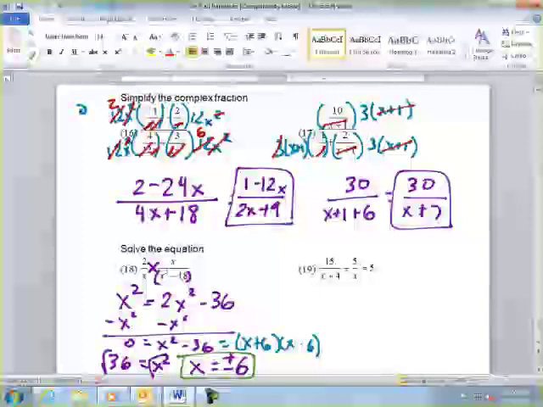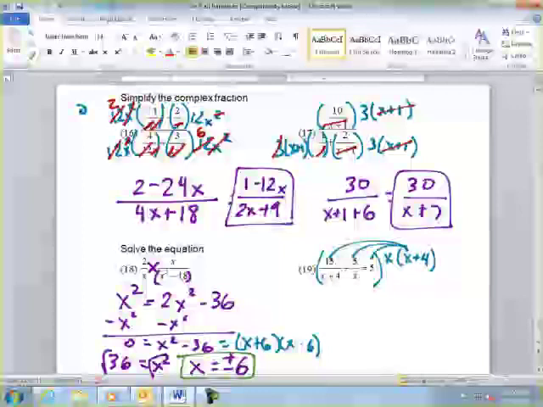Number 19 is not a proportion, so we can't solve it by cross multiplying. So how do we clean this up? LCD. Multiply the whole thing by the LCD. What is the LCD? X times x plus 4. So the LCD is a really big thing in this chapter. You need it when you add or subtract fractions. You need it for complex fractions. You need it for solving equations.